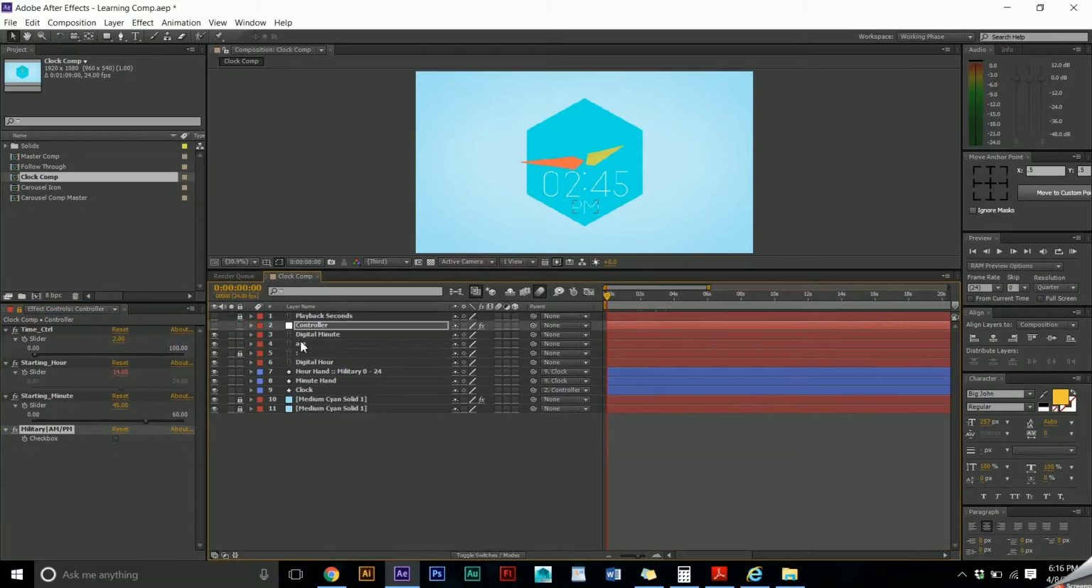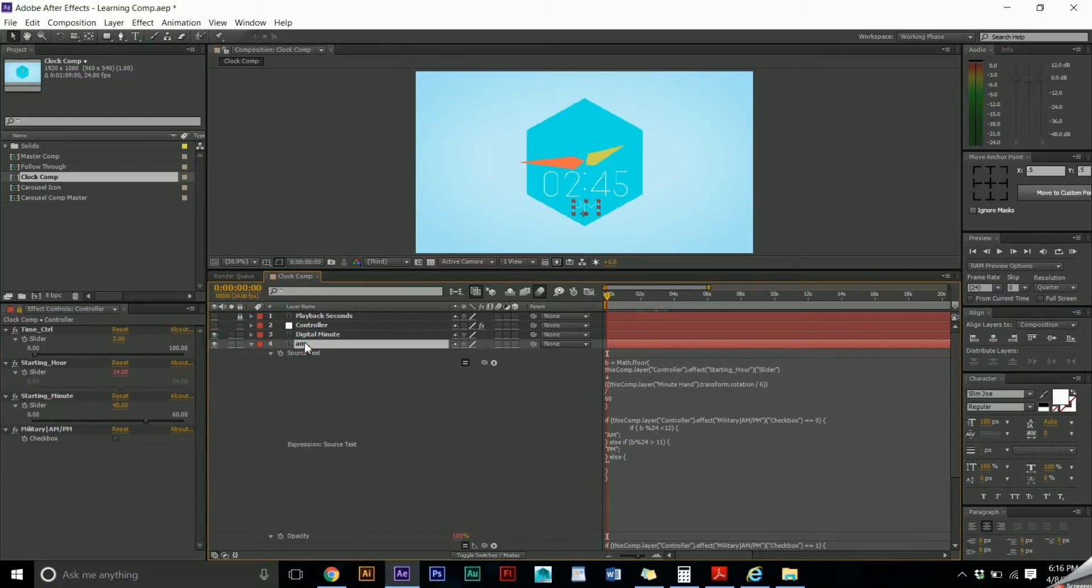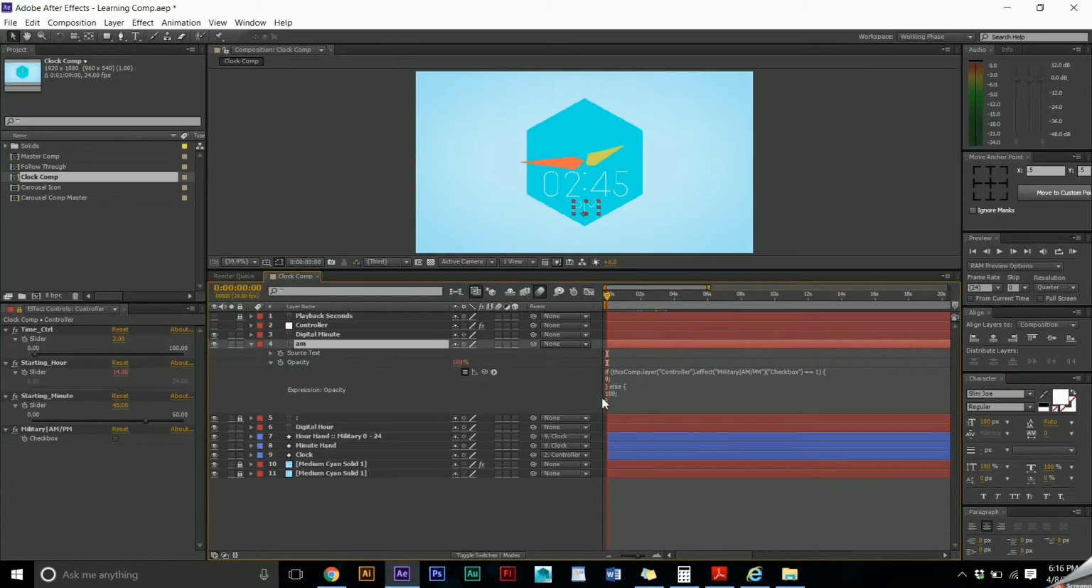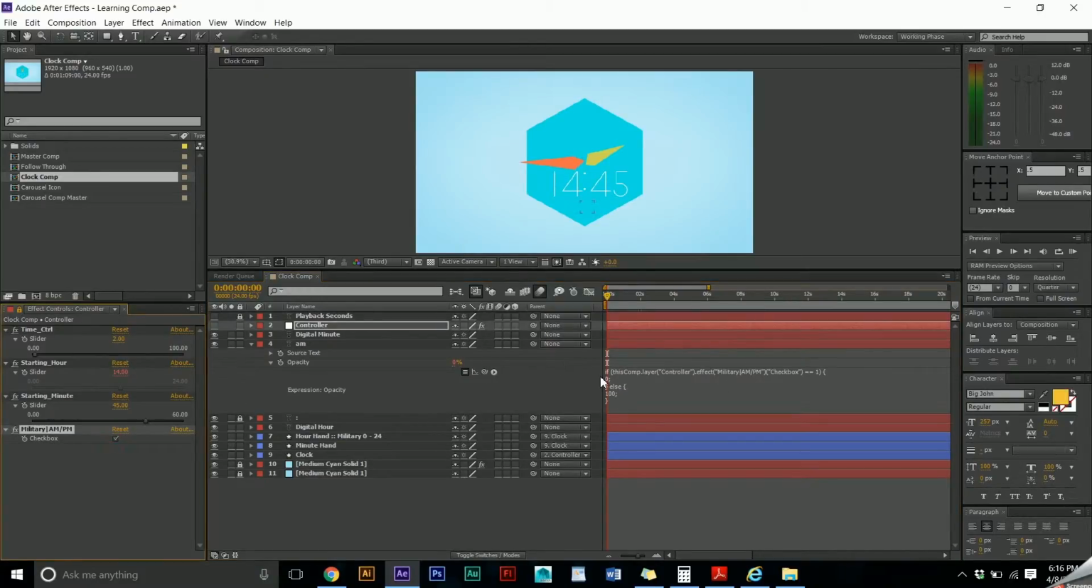Then the last thing I did was this AM, not AM, AM. Just hide that real quick. To make the AM and PM disappear on military time, I just have it if checked, so this controller checkbox equals 1, set the opacity of this layer to 0. Else, if unchecked, set it to 100. So that was really easy to hide.